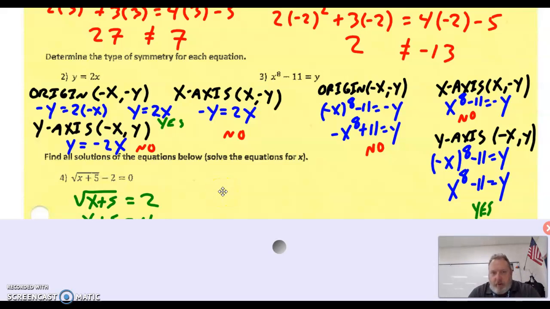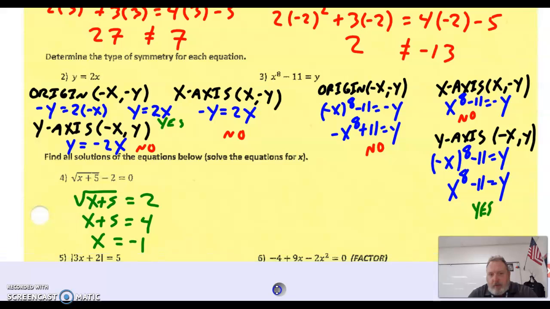Number 4, we got a square root equation. So you're going to move the 2 over to the other side. That gets us to this point. To get rid of a square root, you square both sides. And then our final step is to subtract 5. And we find out that x is -1.